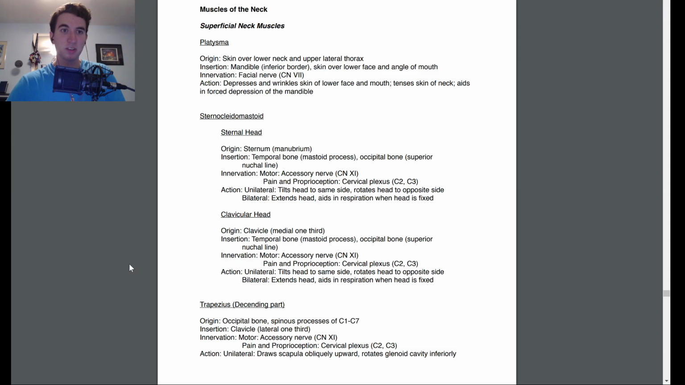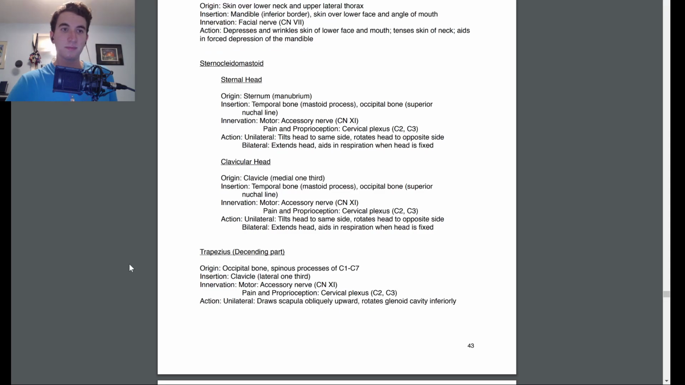Again, the platysma, what we just read. It originates from the skin over the lower neck and upper lateral thorax. It inserts at the mandible, the inferior border, and the skin over the lower face and angle of the mouth. It is innervated by the facial nerve, which again is cranial nerve 7. The action is that it depresses and wrinkles the skin of the lower face and mouth, tenses the skin of the neck, and aids in forced depression of the mandible.